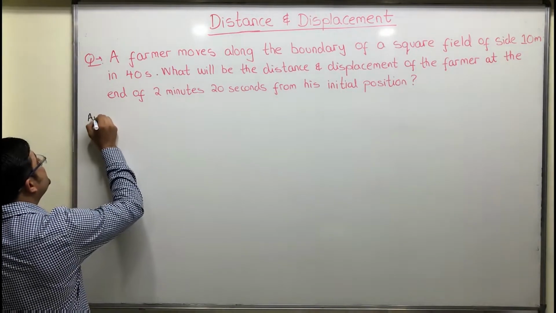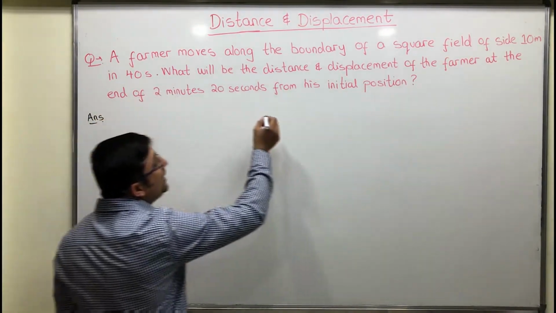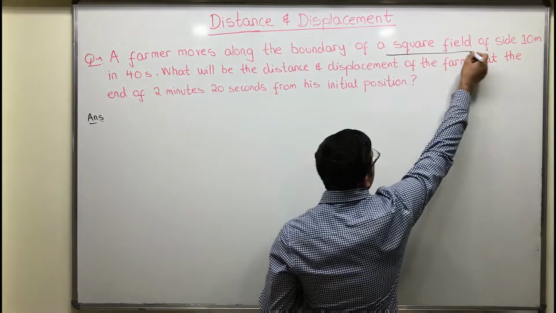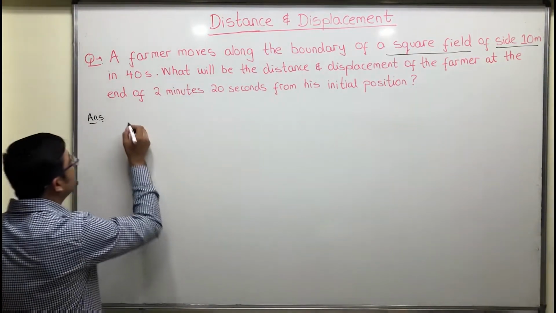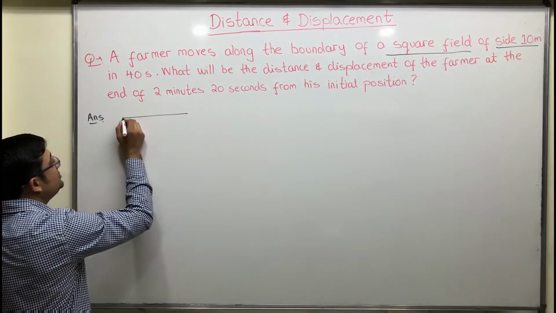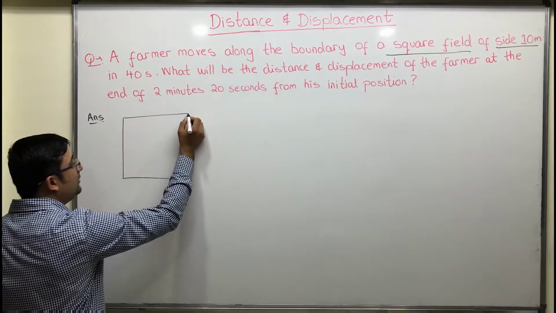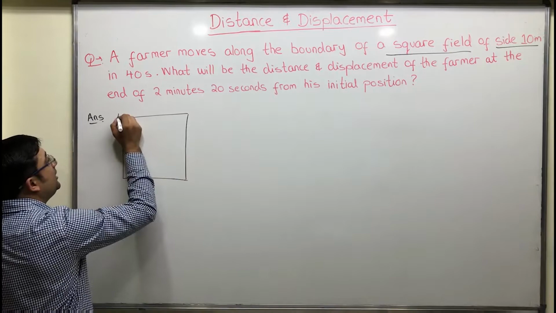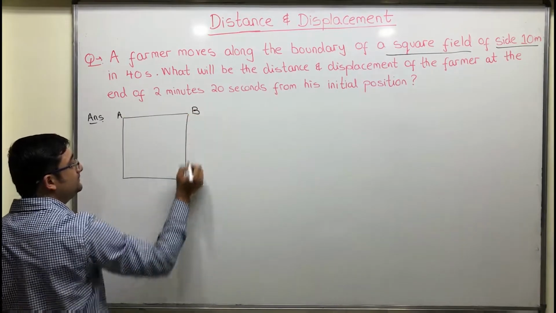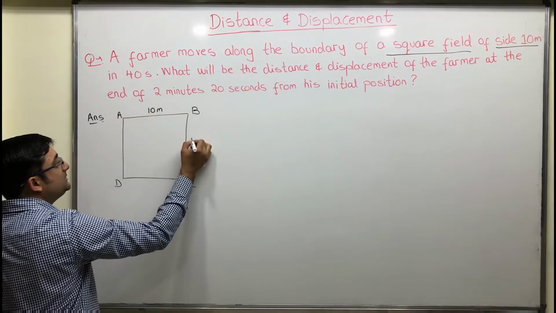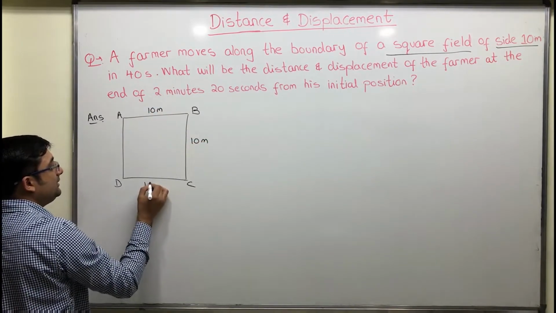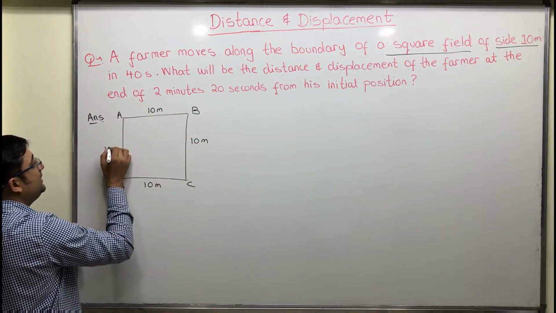So see guys, first step is draw your figure. So the farmer is moving along the boundary of a square field of side 10 meters. So first step is draw a square of side 10 meters. So let's say this over here is our square of side 10 meters. I'll call this square ABCD. So each side of a square is equal. So 10 meters, 10 meters, 10 meters and 10 meters.